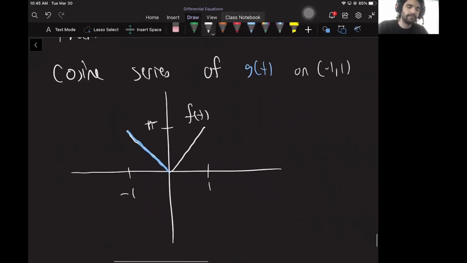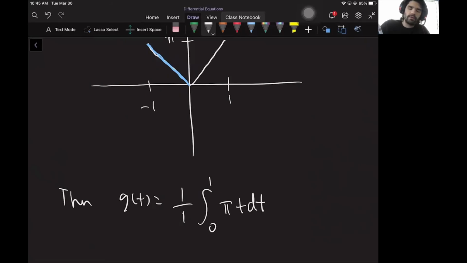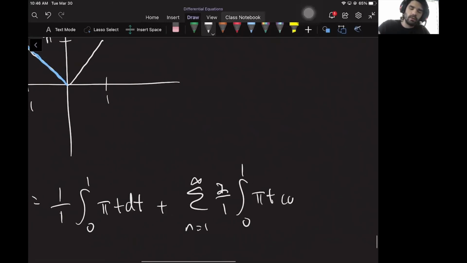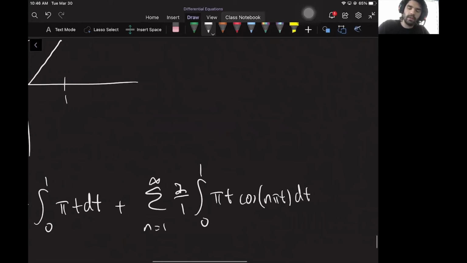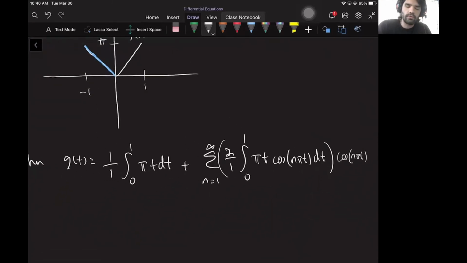We're not going to solve the differential equation, but let's write out what the force function equals this time. So g of t will be 1 over 1, because this is 1 over p, the integral from 0 to p of f of t dt, that's the first term, plus the cosines. So 2 over p, 2 over 1, integral from 0 to 1 of f of t cosine of n pi t dt, because p is equal to 1 again. So those coefficients are what we're going to have to figure out, if you want to write down the function for the force.